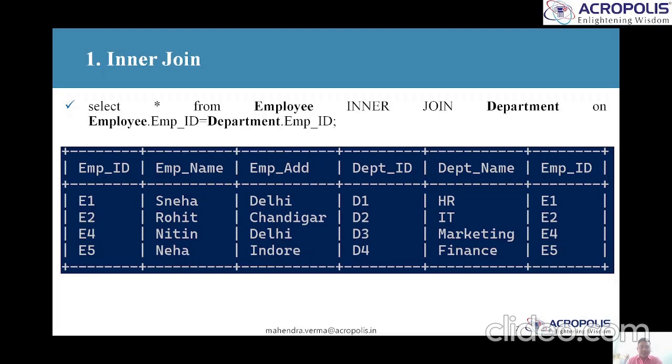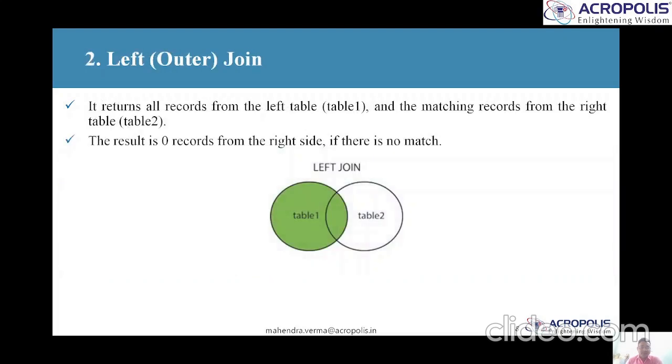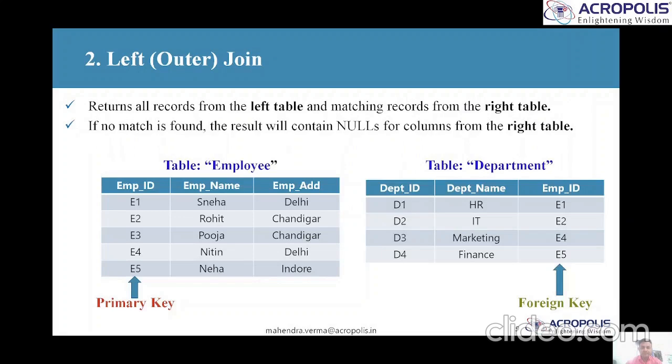Now let us proceed with the left outer join. Left outer join is used to fetch the records from the left table as well as the matching records from the right table which are matching with the left table also. If there is no match, we will get nothing, meaning we will get the null value. So the diagram itself is showing the concept. Let us learn this with the help of an example.